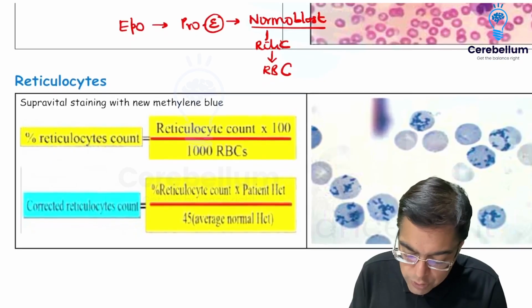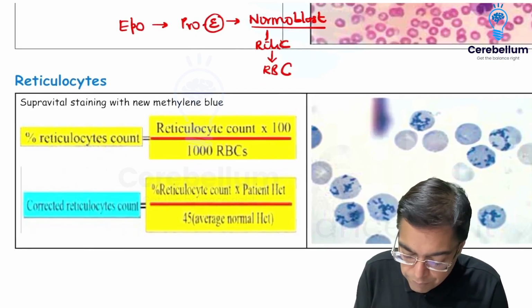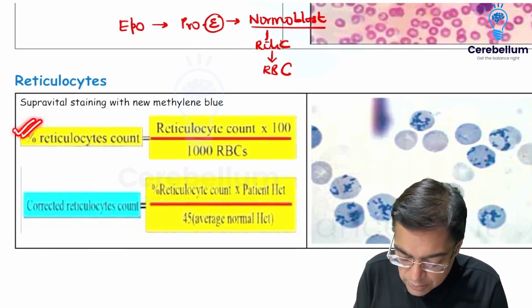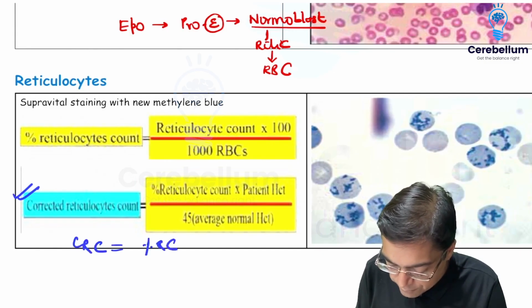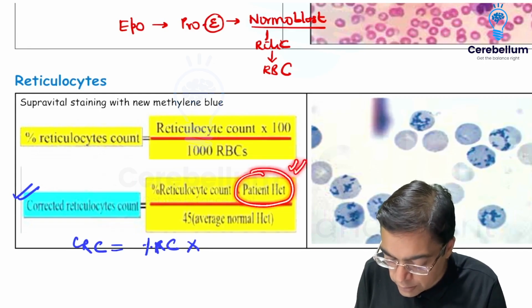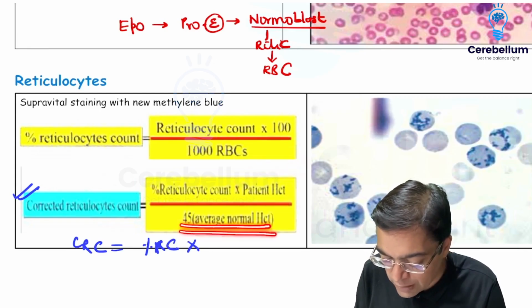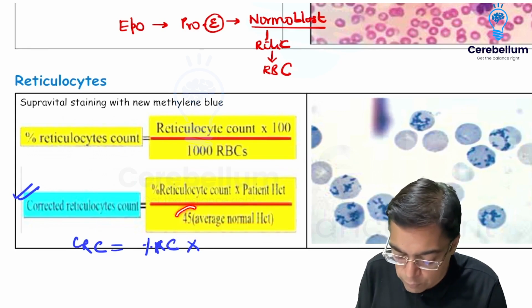When you talk about reticulocyte counts, we need to be familiar with terms such as percentage reticulocyte count, and better still, I would recommend you be familiar with the term CRC, that is corrected reticulocyte count. When you calculate the percentage of reticulocytes, this is multiplied by the patient's hematocrit in the numerator, and in the denominator you have the average normal hematocrit, which has a value of 45.